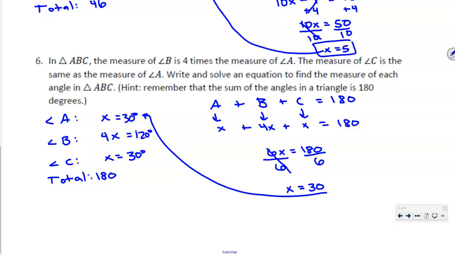Again, I can check my answer by confirming that 30 plus 120 plus 30 is equal to 180. 30 plus 120 is 150, and 150 plus another 30 is indeed equal to 180.